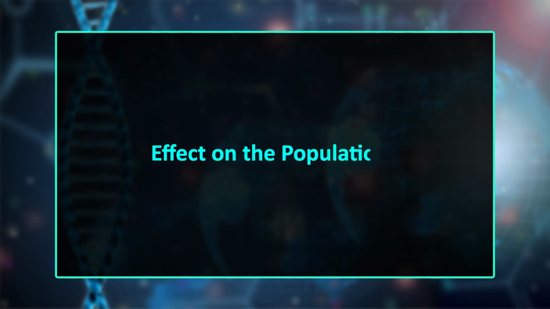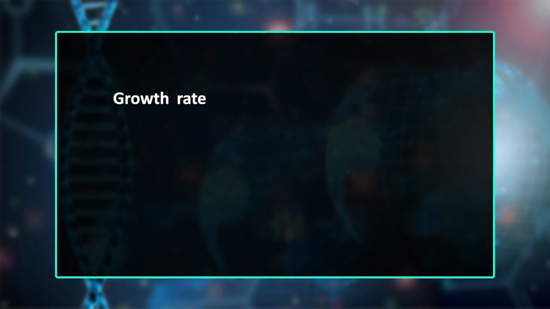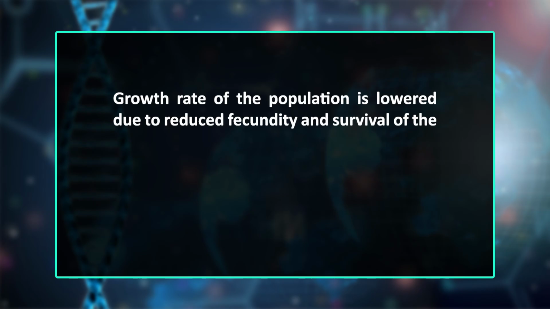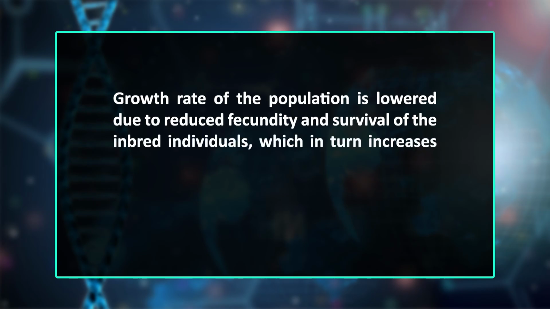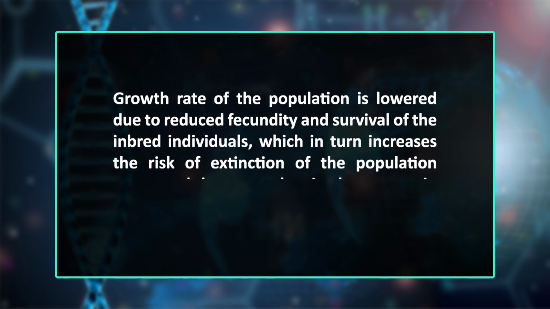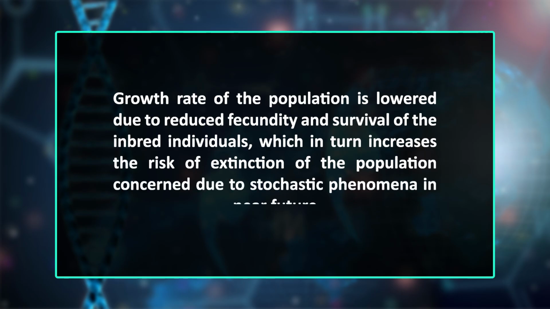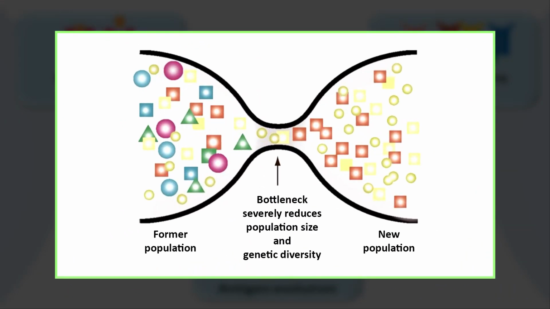Dear students, let's now discuss the effect on the populations. Genetic variability or diversity can influence any population in several ways. The growth rate of the population is lowered due to reduced fecundity and survival of the inbred individuals, which in turn increases the risk of extinction of the population concerned due to stochastic phenomena in the near future. Lower capability for population growth also reduces the potentiality of a population to recover from population crisis due to several environmental stresses and genetic bottlenecks, which causes further inbreeding depression within the population.